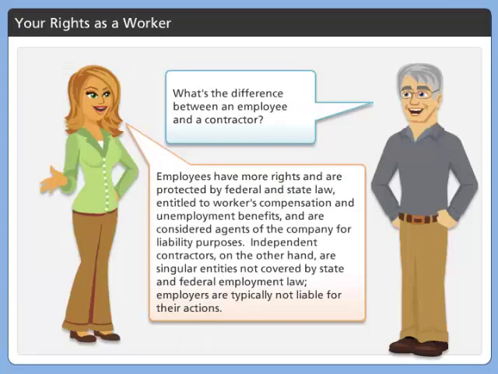What's the difference between an employee and a contractor? Employees have more rights and are protected by federal and state law, entitled to workers' compensation and unemployment benefits, and are considered agents of the company for liability purposes. Independent contractors, on the other hand, are singular entities not covered by state and federal employment law. Employers are typically not liable for their actions.